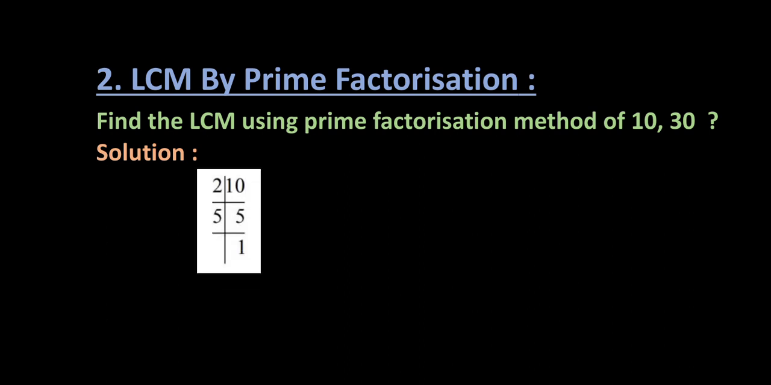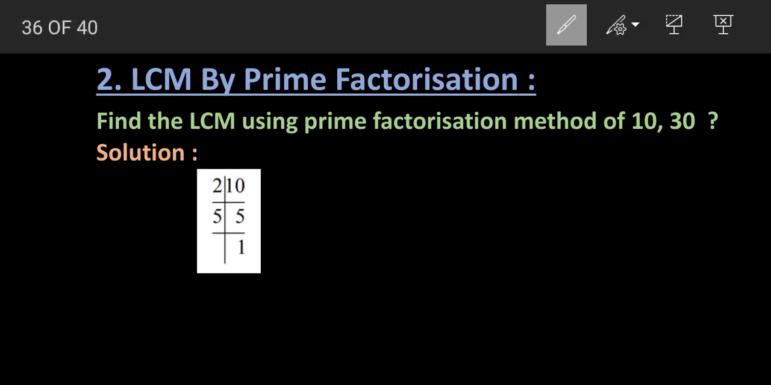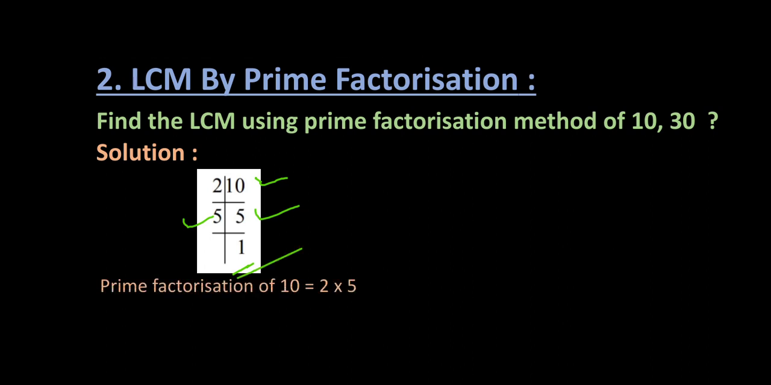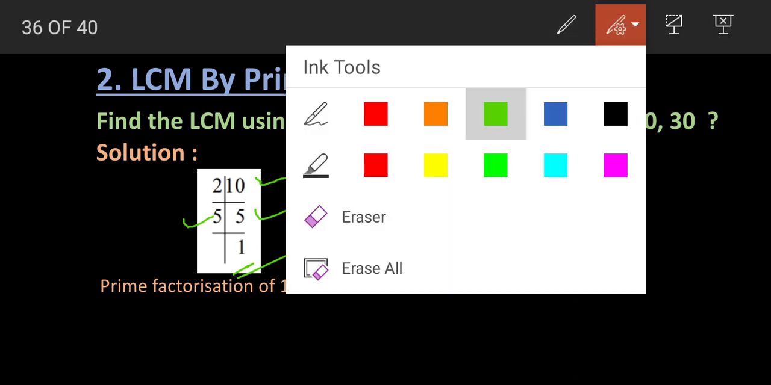First find the prime factorization of the first number, that is 10. We can do prime factorization with the help of the repeated division method. So if we divide 10 by 2, we get 5. Next again we divide by 5 to get 1. So the prime factorization of this number is 2 multiplied by 5. Now come to the second number.